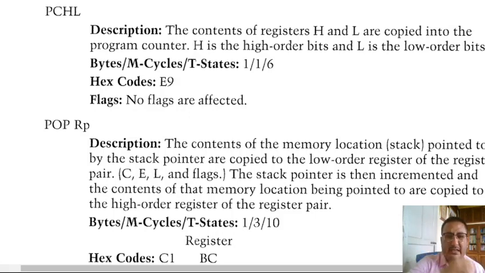Now bytes, machine cycles, and T states. It requires 1 byte, 1 machine cycle, and 6 T states. The hex code is E9. Flags: none of the flags are affected.